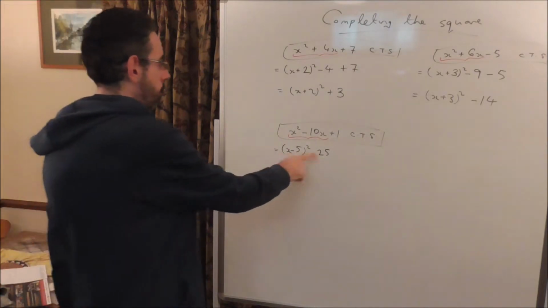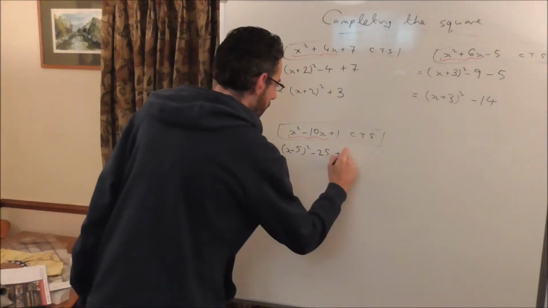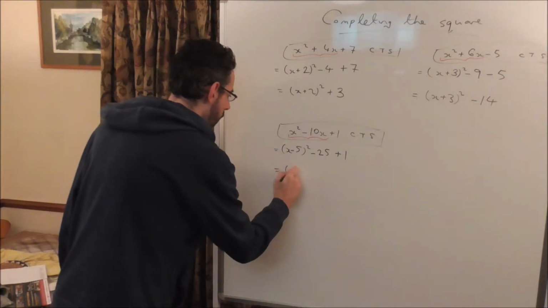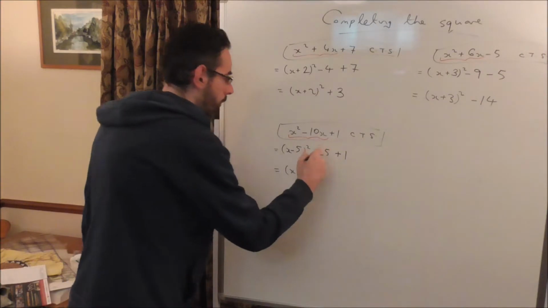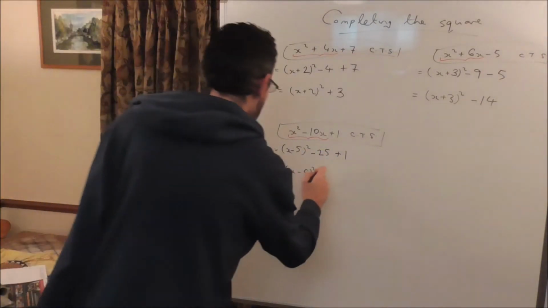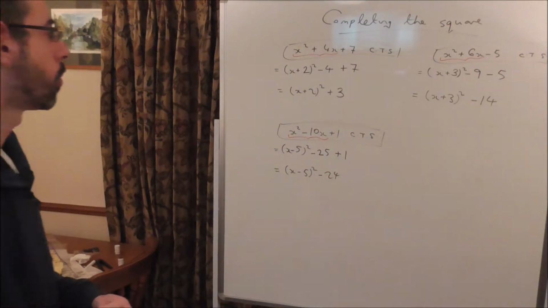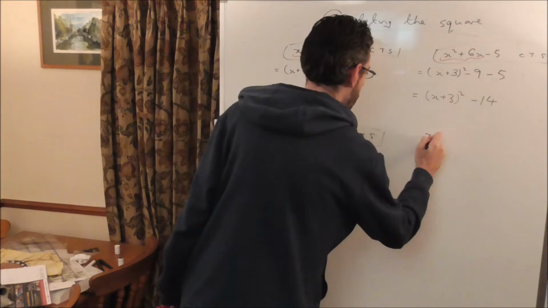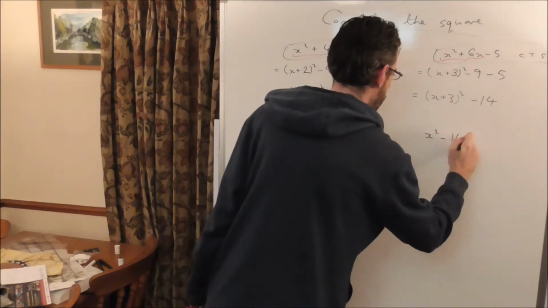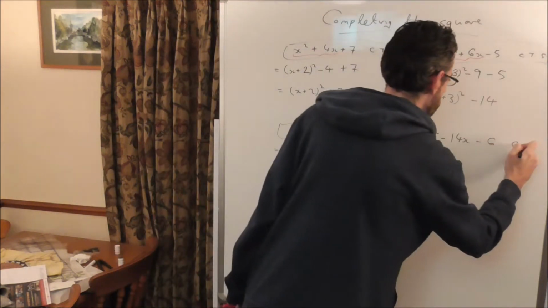So now this is the same as what's underlined, and then just stick the plus 1 at the end. And we can simplify that. It's just x minus 5 squared, and minus 25 plus 1 is minus 24 overall. Minus 24. And that's it. Let's just do one more. Let's do x squared minus 14x minus 6. Let's complete the square.